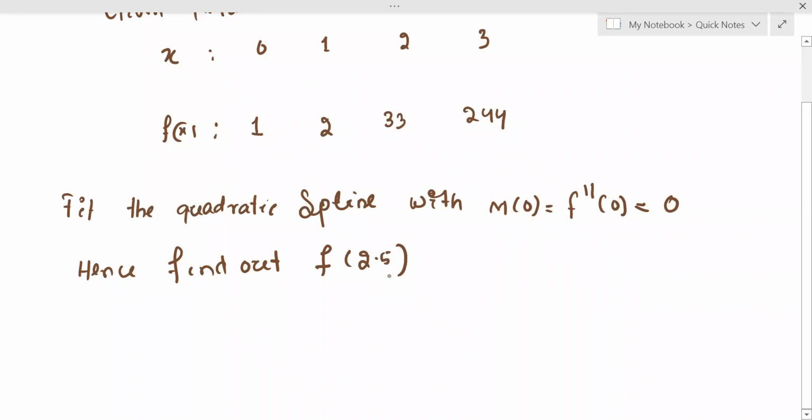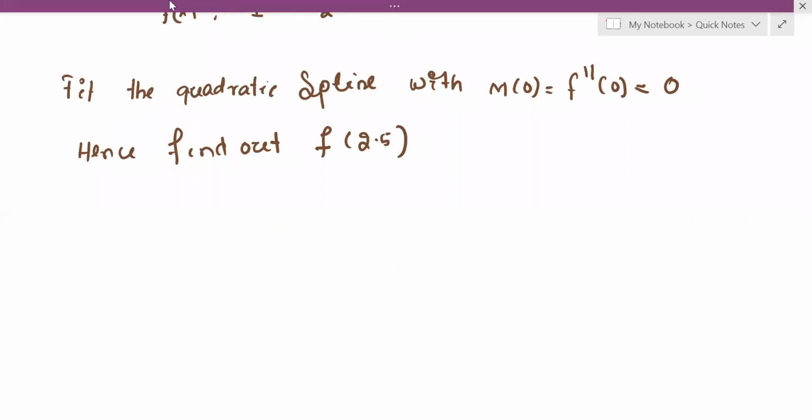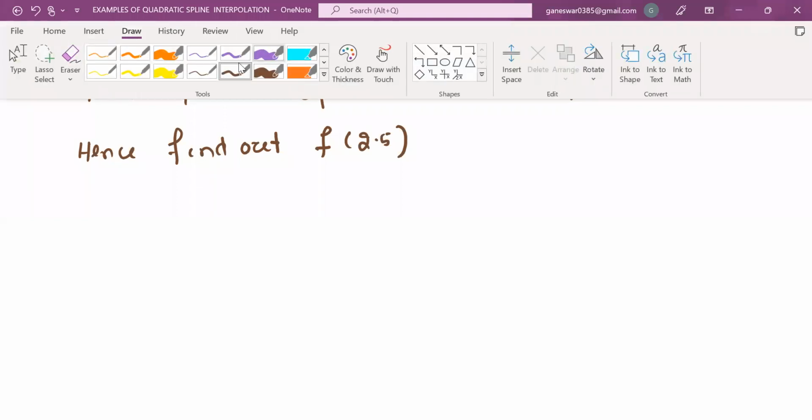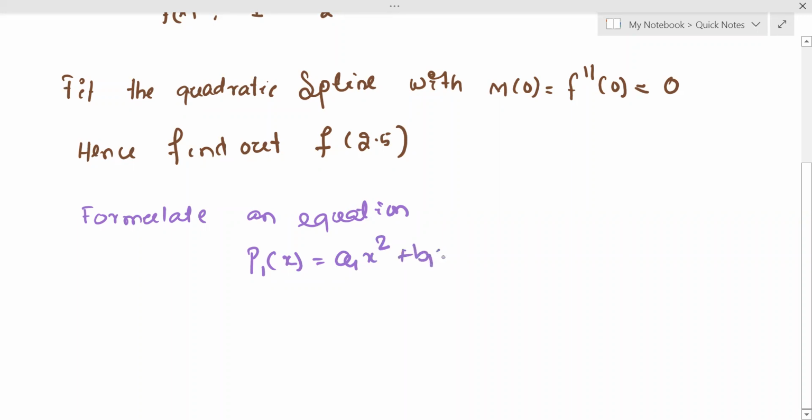So according to spline interpolation of quadratic formula, just we can formulate equations. तो पहले हमको इक्वेशन फॉर्मुलेट करेंगे. What are the equations? P1x is equal to A1 x square plus B1x plus C1, and the values lie in 0 to 1. This is the first piece, 0 to 1.